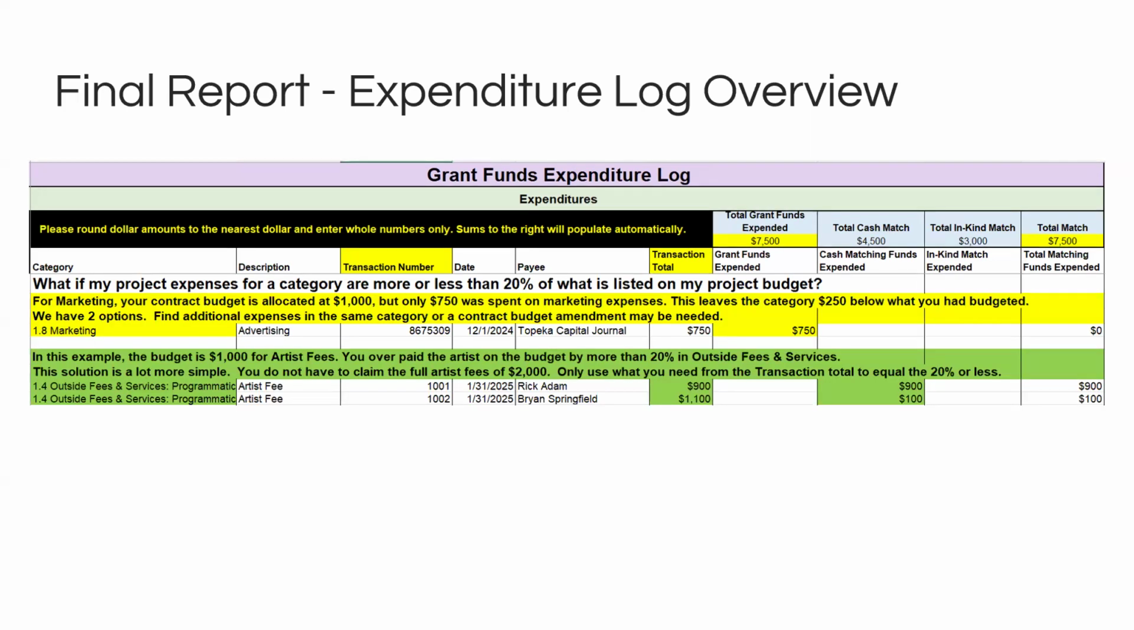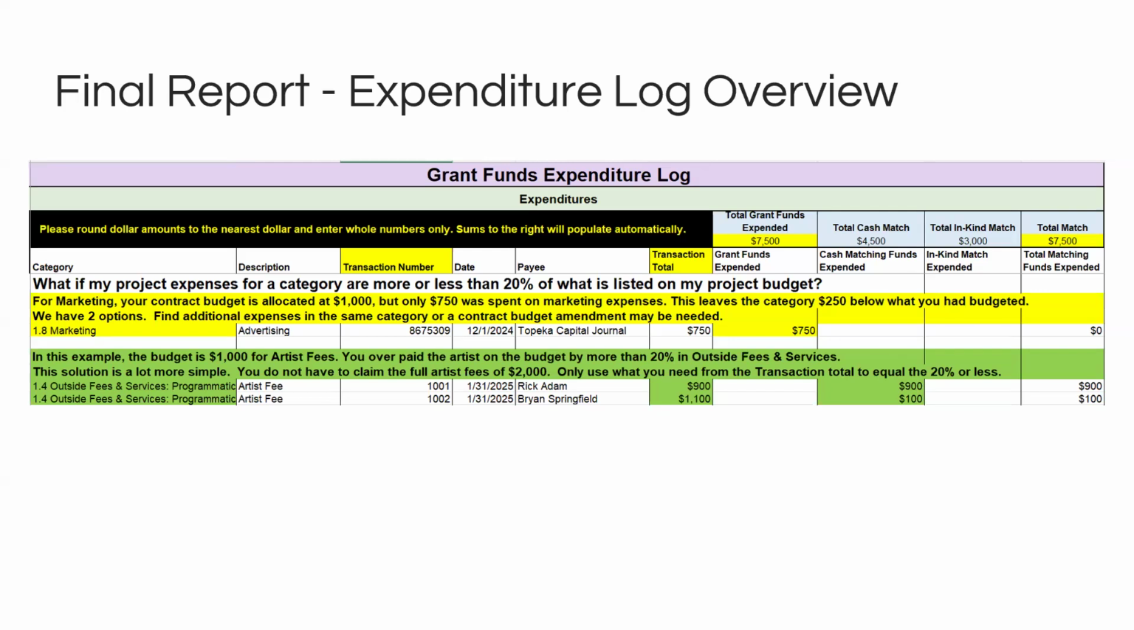Okay, so speaking of that contract budget, there's mention of this 20% rule, but what is that? And what if the categories my expenses are falling into on the expenditure log are different from what I originally put in my contract budget? So you want to stay within the 20% flexibility rule. In the contract, the change of orders rule is that expenditures should not vary by more than 20% in any category. So if my expenditures are 20% less in a category, like in this case for marketing, the contract budget had been $1,000, but only $750 was spent.